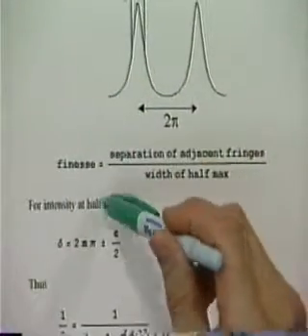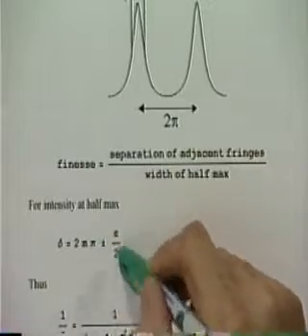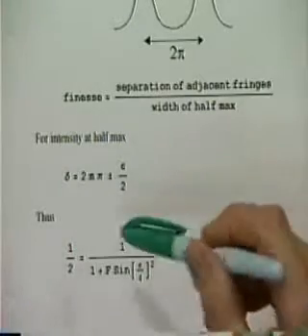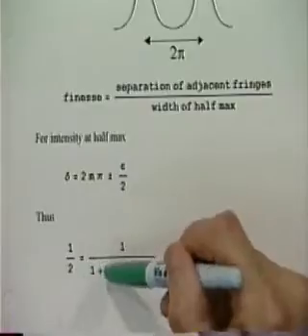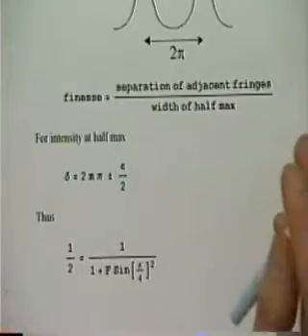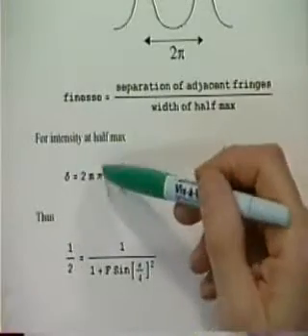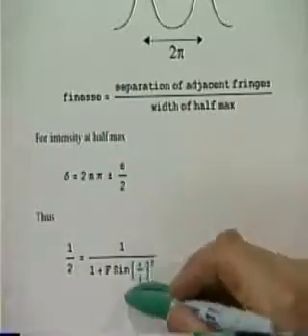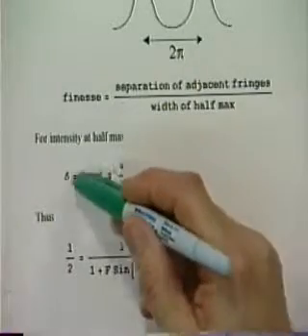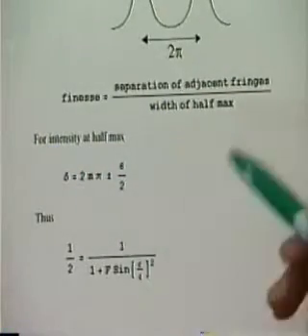And so if we go to the intensity at half max, this delta, the phase difference between the two beams, is 2 pi m plus or minus epsilon over 2. And if we plug that into our expression for the intensity of the transmitted light, we would have 1 half is 1 over 1 plus F sine squared, and this is delta over 2, so it's sine squared of epsilon over 4, okay? Now, we can throw away this portion out in front, because that's just taking us through our cycles, and we just need to see how we differ from the end of a cycle here. So I just put in the portion of delta over 2 that differs from the m pi, and so we get an epsilon over 4 there.